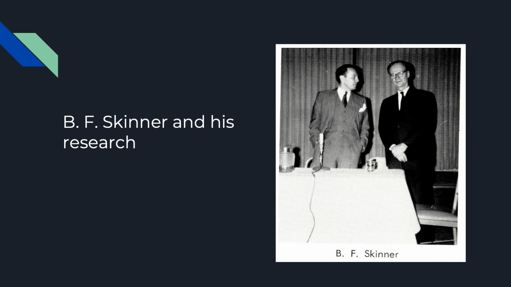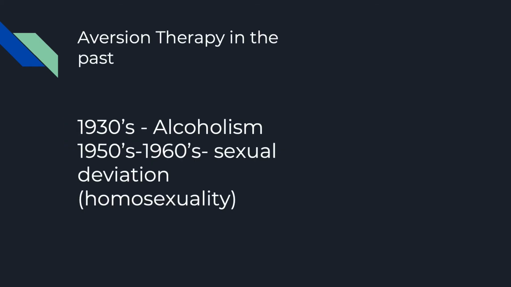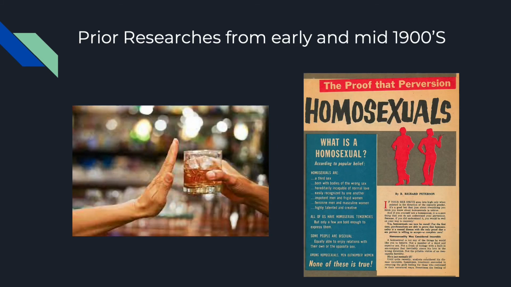So, some research I looked up on the history of aversion therapy: in the 1930s, alcoholism, and in the 1950s through 1960s, sexual deviation, meaning homosexuality. To start with alcoholism, researchers paired patients with alcohol and disulfiram medication in hopes that the patients would cease their behavior of drinking alcohol.